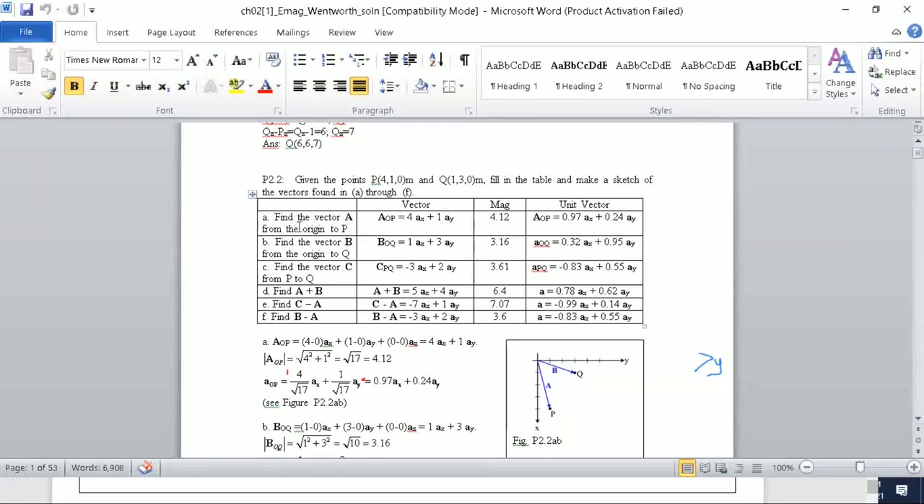First, you want to find the vector A from the origin. So vector A from origin to P. From origin to P, you go 4 in the X, 1, 2, 3, 4, and 1 in the Y, 1 this way. So that's your point P. So vector A from the origin to P is 4 AX, 1 AY.